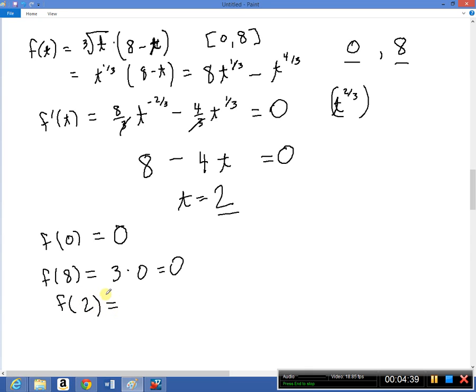Okay, and then we have one more critical point, and that's where t equals 2, so we have to calculate that. What's that going to give us? That's going to give us the cube root of 2 times 8 minus 2, which is 6. So 6 times the cube root of 2.